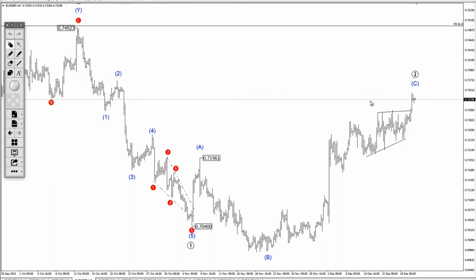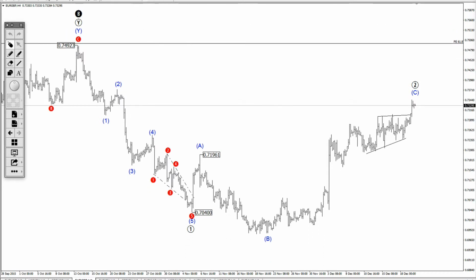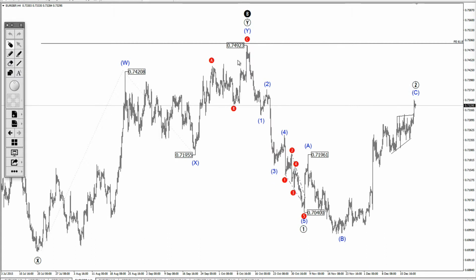My preferred count is proposing that we are forming minor wave 2 correction and next larger move should be to the downside. But since we have also made new highs on Euro USD, perhaps there is a similar structure forming here. So we might be still forming the larger degree correction. So if we take a look at this on a little bit larger perspective, let's zoom out.